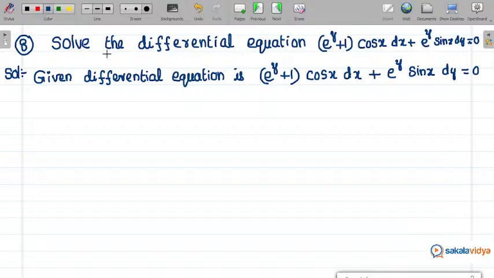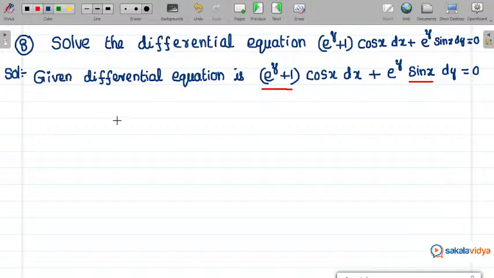Now, we need to put it in the form of f(x) dx + g(y) dy = 0. That means it should contain only a function of x with dx, and only a function of y with dy. Here the function of y is e^y + 1, and the function of x is sin x. So, multiplying these two, we get sin x into (e^y + 1). If we divide both sides by sin x (e^y + 1), then it can be put in the form f(x) dx + g(y) dy = 0.